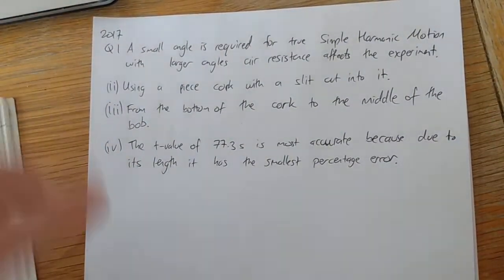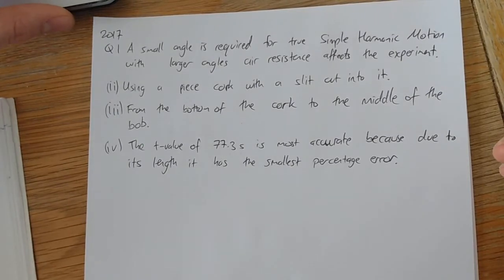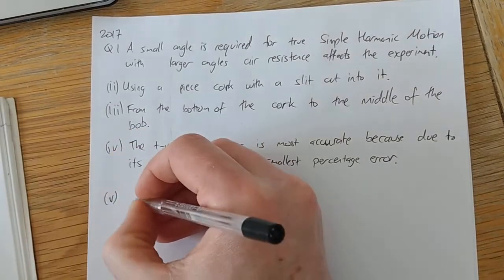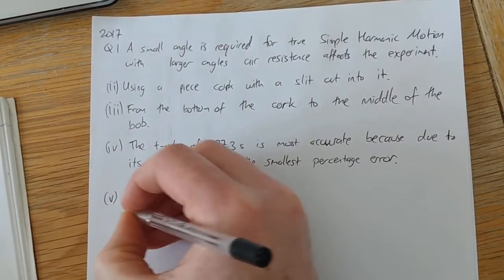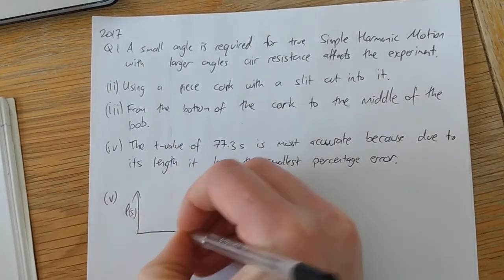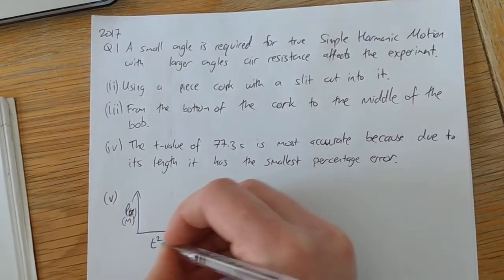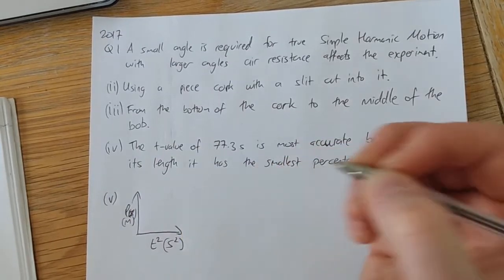All right. Draw a suitable graph between the length of the pendulum and its period. Okay, I'm not going to draw the full graph, but what I will draw is the axes. It's L in meters versus t squared in seconds squared.